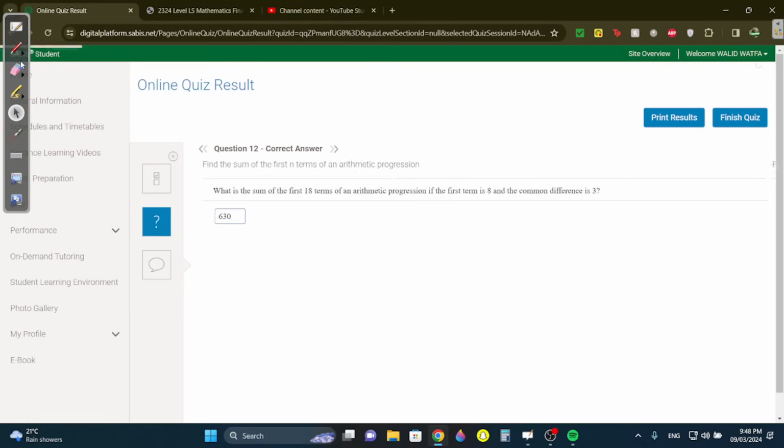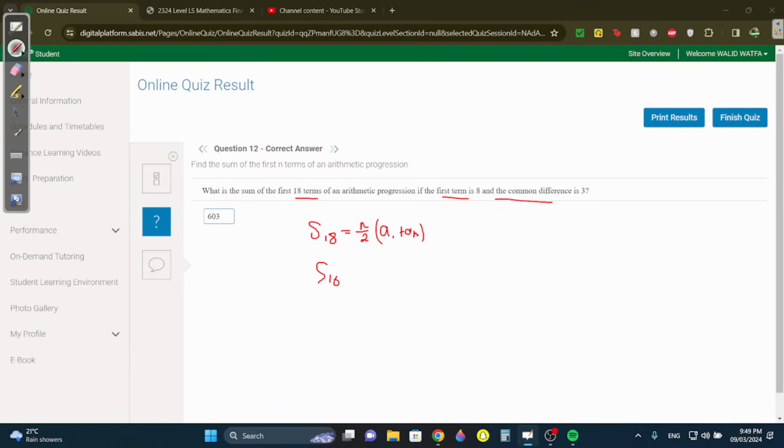Question 12. What's the sum of the first 18 terms of an arithmetic progression if the first term is 8 and the common difference is 3? The sum of 18 terms is equal to n over 2 times a1 plus an. So n over 2 is 18 over 2, and a1 is 8 because it's the first term. But do we have an? We don't, we don't have the 18th term. But they gave us that the common difference is 3. Can you find a18? Of course we can. An equals the first term plus n minus 1 times d.